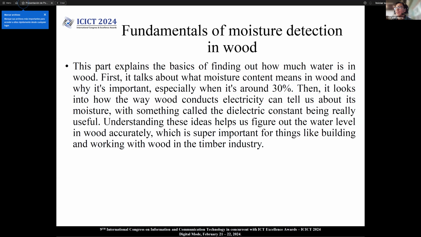In this part, the fundamentals of moisture detection in wood. First it talks about what the moisture content means in wood and why it's important, especially when it's around 30%. Then it looks into how wood conducts electricity. This can tell us about its moisture or humidity with something called the dielectric constant, right? Understanding these ideas helps us figure out the water level in wood accurately, which is super important for things like building and working with wood in the timber industry.